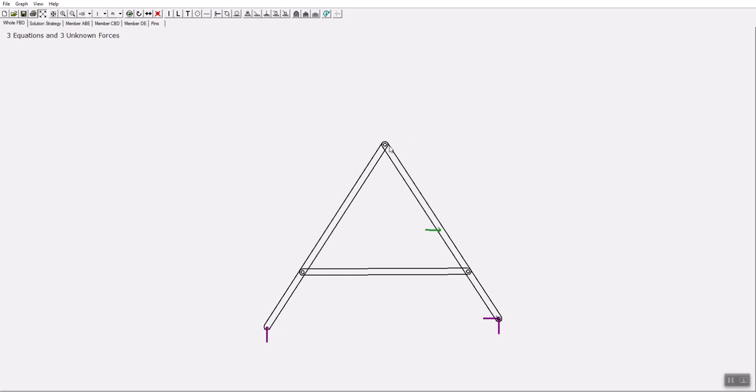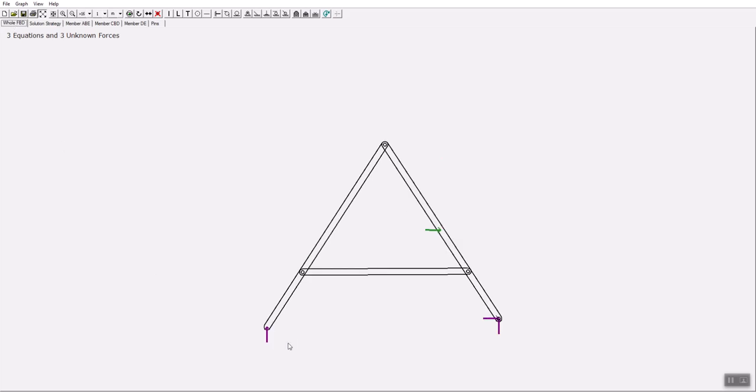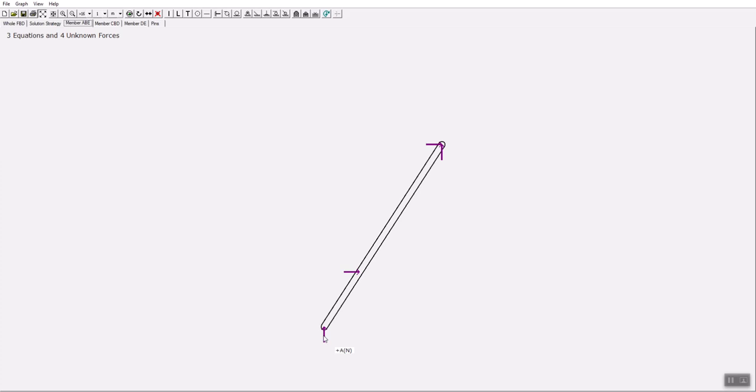So let's look at the free body diagram of the left arm. So now it says 3 equations and 4 unknown forces. Not true, because from the whole free body diagram we have calculated this. So this is the starting point for solving the A-frame problem. After we get this vertical force AN, then we go to ABE. Now AN is known, and we can calculate from 3 equilibrium equations. We can calculate this force and this force along X and Y components.